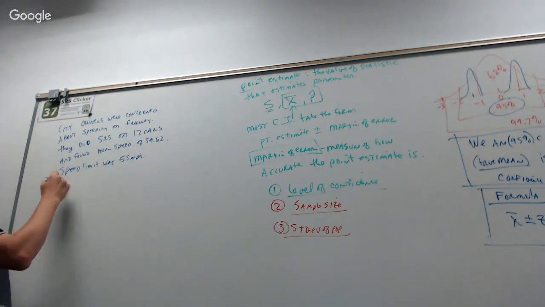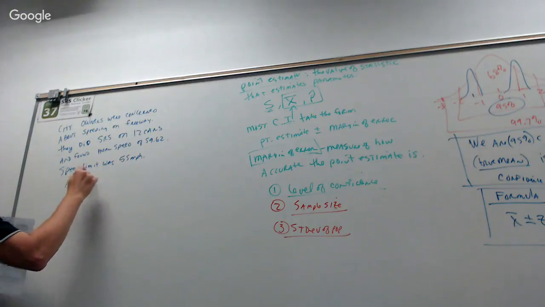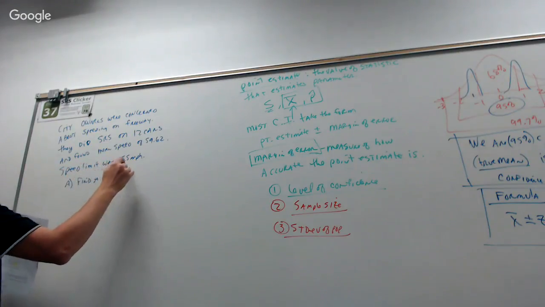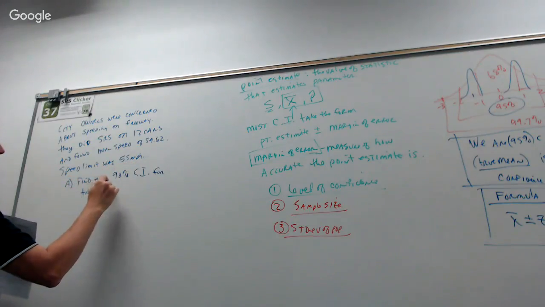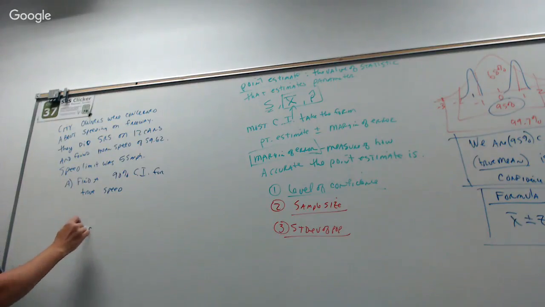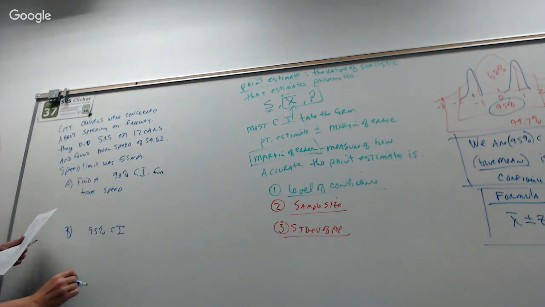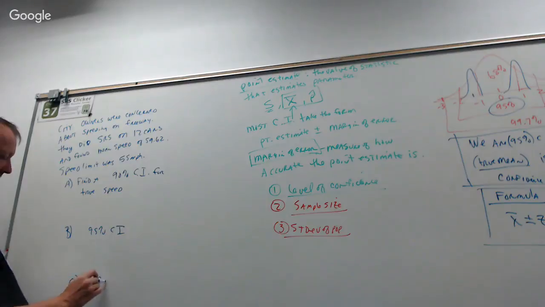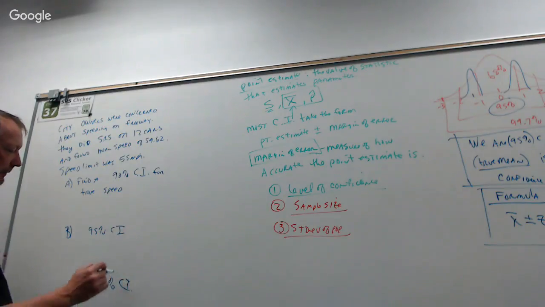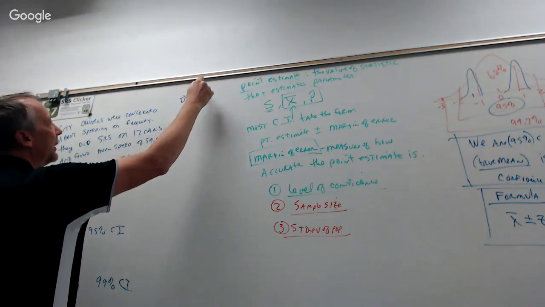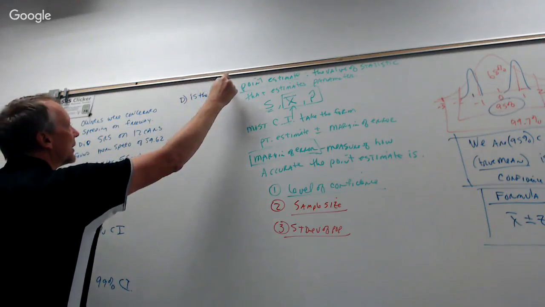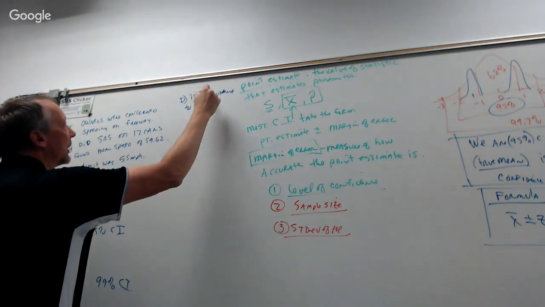Okay, so what I want you to do is find, let's start with a 90% confidence interval for the true speed. We're going to compare that with a 95% confidence interval, and we're going to compare it with a 99% confidence interval. Okay? And then finally, question D, is there evidence to support speeding?